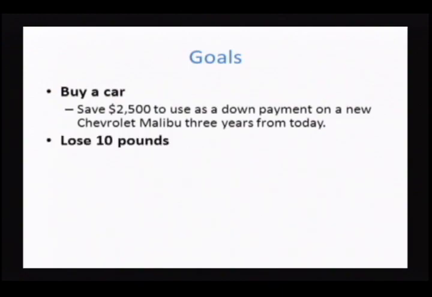Let's take a look at a personal goal. I want to lose 10 pounds. Losing 10 pounds, sound like a good goal? Well, yeah, I want to lose weight. Very specific. Is it measurable? I can step on a scale and I'll know if I lost 10 pounds or not.